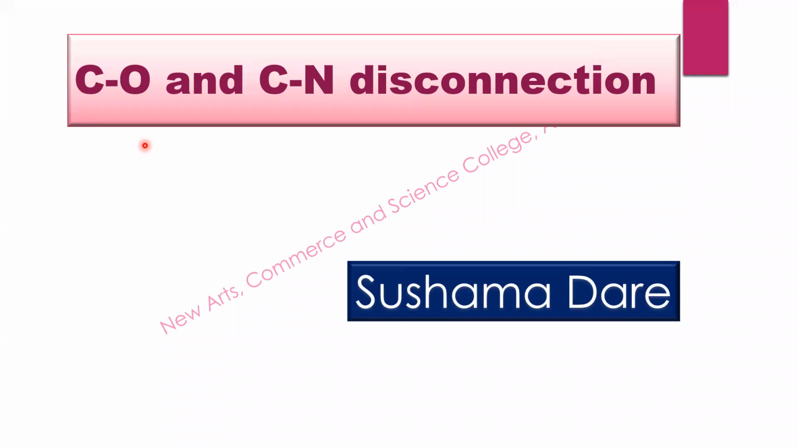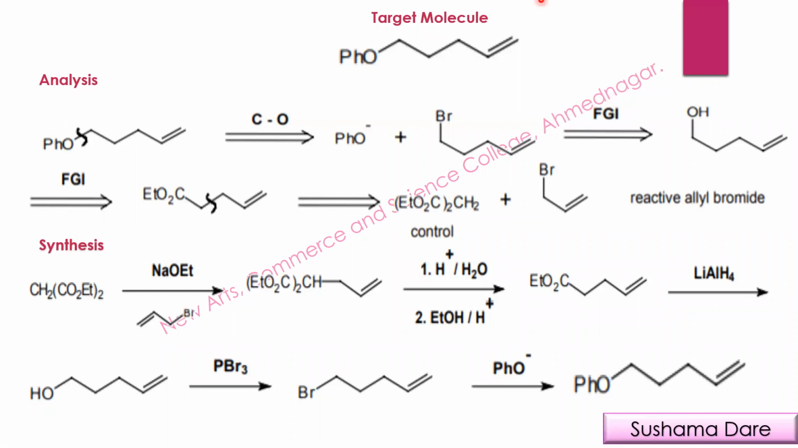Dear student, in the previous video, I explained about the retro pericyclic reactions. Now, in this video, I am going to share with you carbon-oxygen and carbon-nitrogen disconnection. So, this is the first target molecule.